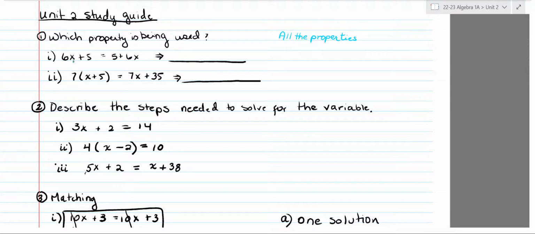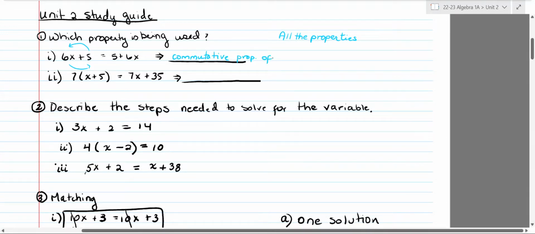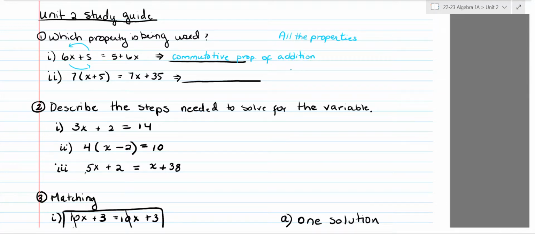But for example, 6x plus 5 equals 5 plus 6x, and all we did was change places over a plus sign. So that's going to be the commutative property of addition. So we can move terms around if all we're doing is adding them.